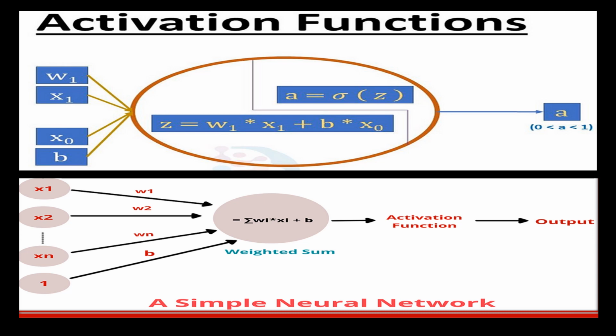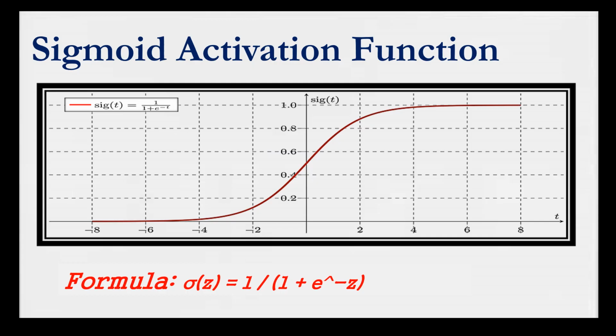So in short, activation functions are used in artificial neural networks to introduce non-linearity and decision-making capabilities, which enable them to make more accurate predictions and learn from complex data. So let's understand the types of activation functions. Each activation function serves a specific purpose. So let's start with the sigmoid activation function.